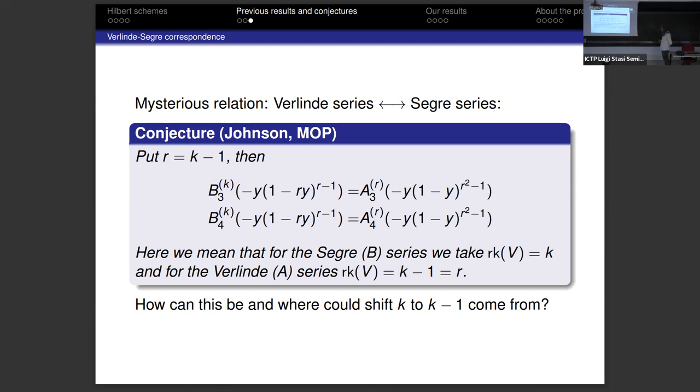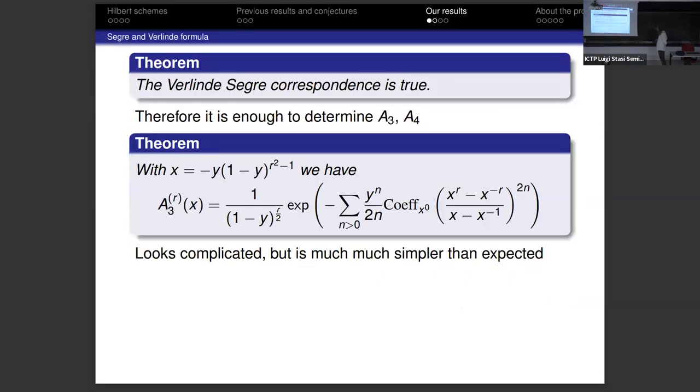And why do we have this crazy shape between Segre and Verlinde by sending k to k minus 1? That seems kind of ridiculous. Okay, so now this is the question, and now I will talk about what Anton and I did. So this is the result.